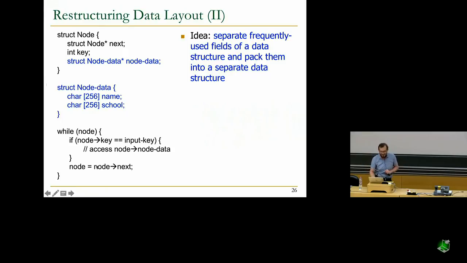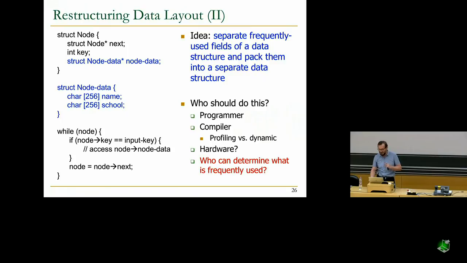You could make use of the cache space. So that's the idea. At a high level, you separate frequently used fields of a data structure and pack them into a separate data structure. Hopefully, they will be packed such that they will be in the same cache block, and you will hit more in the cache. Now, who should do this is a key question, which I'm going to leave you with.